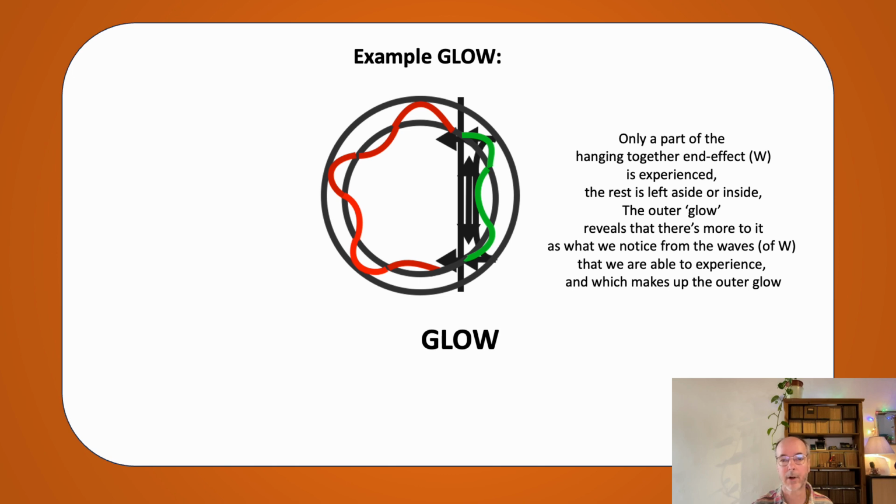It's just one part of the whole, the hanging together effects of waves, let's say, which can be experienced at the end. And all the rest is, like with the glow, left aside, just left inside, left alone, left unnoticed a little bit. But the outer glow will reveal that there's more to it, and that we notice also from the waves or radiation even of this glow what we are able to experience. And this makes up the outer glow. That's how we can understand it.